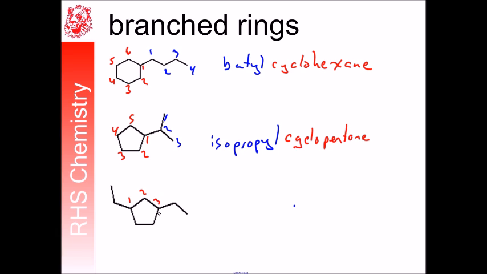One, two, three, four, five. I'm going to prefer that one. I could have also chosen to go this way. 1, 2, 3, 4, 5. But if I did that, then in this case, the ethyl group will get a 1 and a 1, whether I go with the blue numbering or the red numbering. However, if I go with the blue numbering, the second ethyl branch gets a 4, whereas if I go with the red numbering, the second ethyl branch gets a 3, and so it's better. So this is going to be 1,3-diethylcyclopentane.